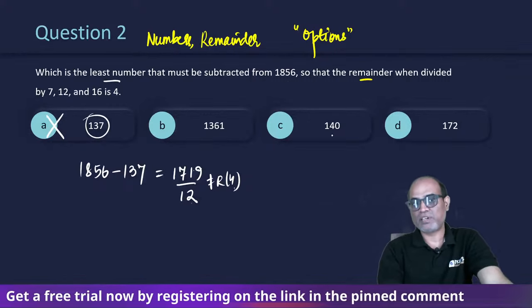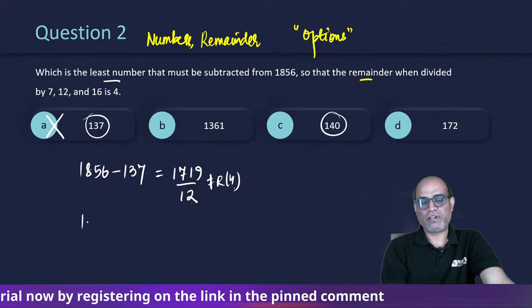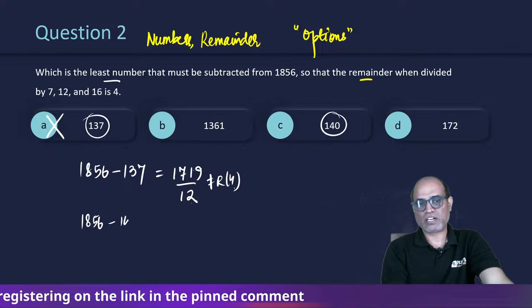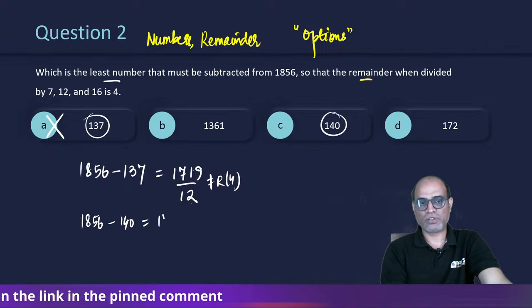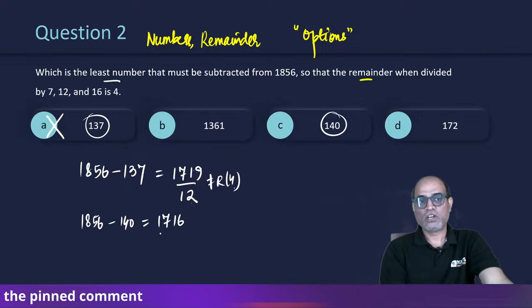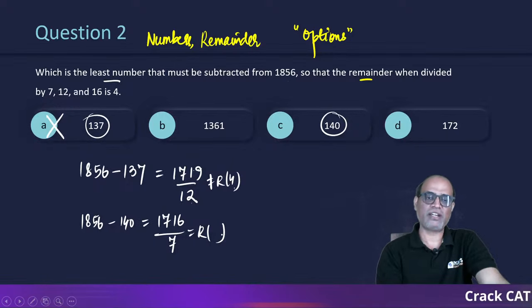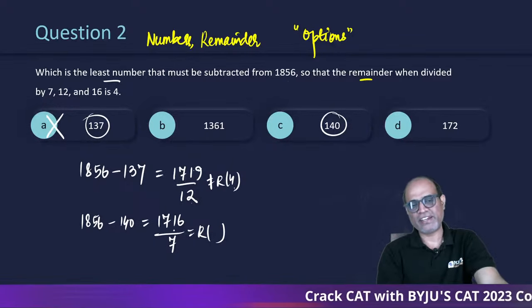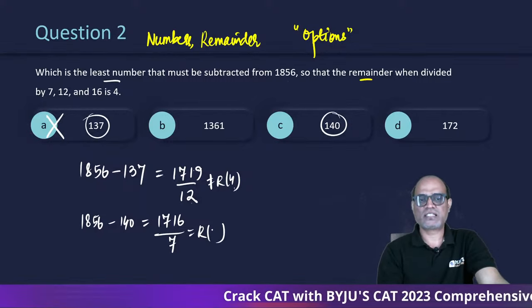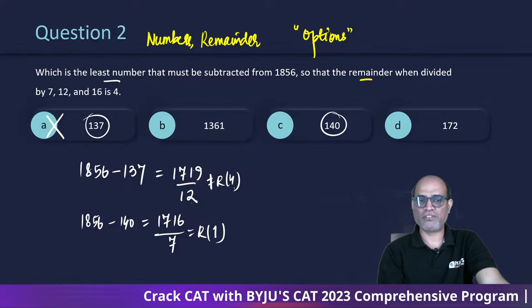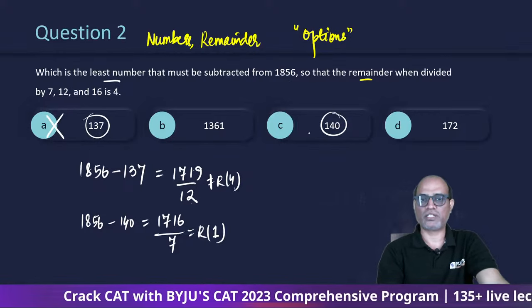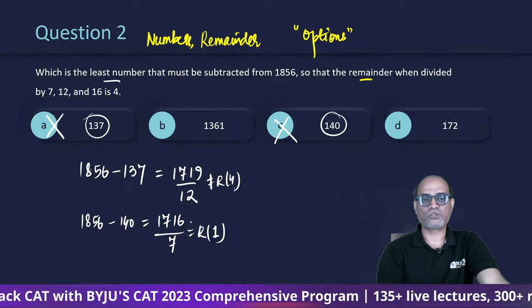The next number is 140. So I will take 1856 and subtract 140 from there. So this will result in 1716. Now I will try to divide this by 7. Normal basic division is needed, right? So 7 into 2, 14, 31, 7 into 4, 28, 36, 7 into 5, 35 and 1. So this is not giving 4. So 140 is also gone.